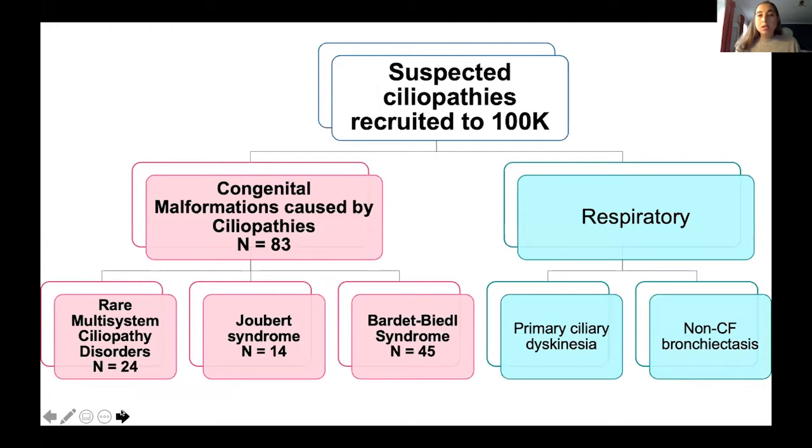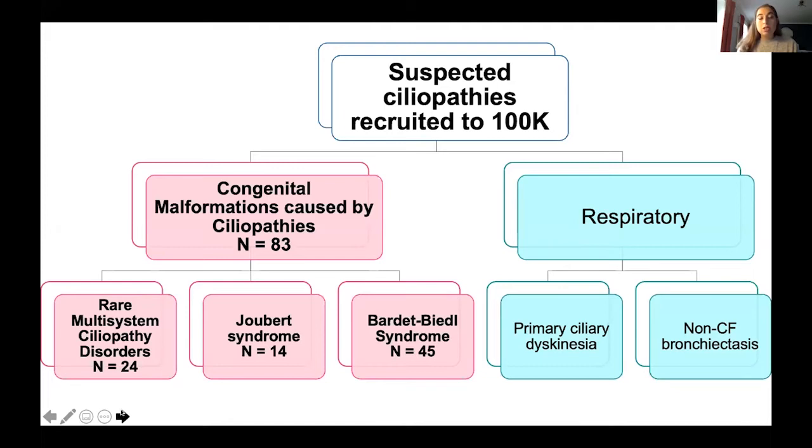Participants could be recruited to the 100,000 Genomes Project under different ciliopathy categories. My focus has been on those recruited with suspected congenital malformations caused by ciliopathies, and that included 83 probands. They fell into 3 different domains. The first was rare multisystem ciliopathy disorders, of which I had 24 individuals.